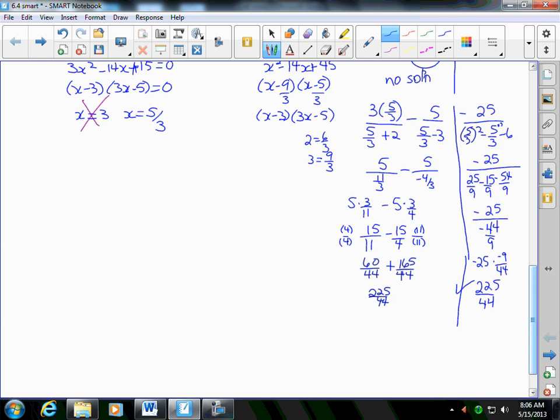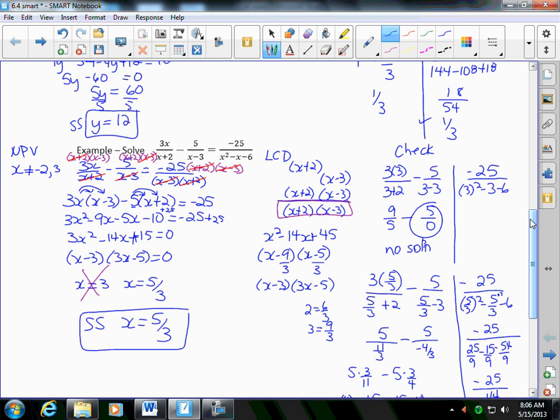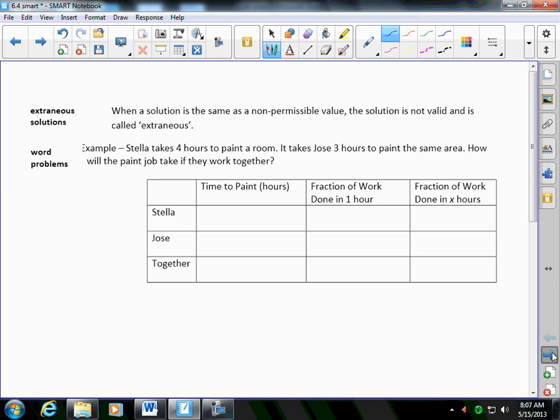So that means my solution set for this is x is equal to 5/3, and my restrictions were x not equal to negative 2 and 3. Okay, a little bit of problem solving.